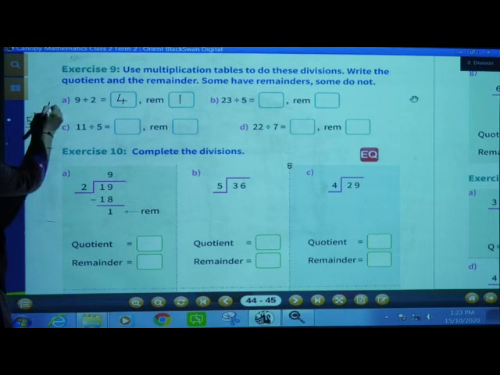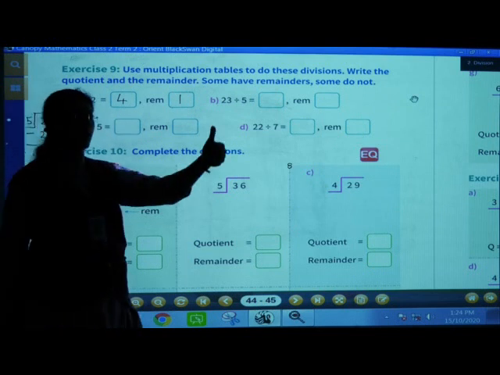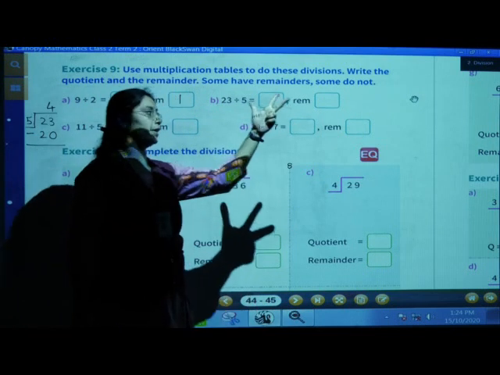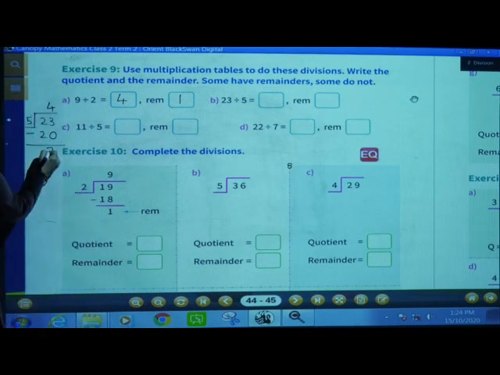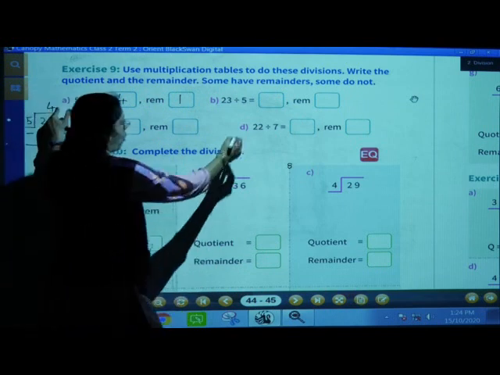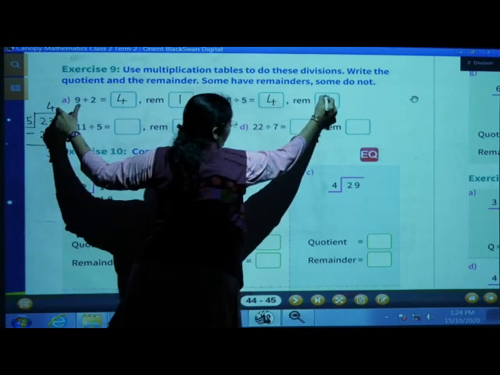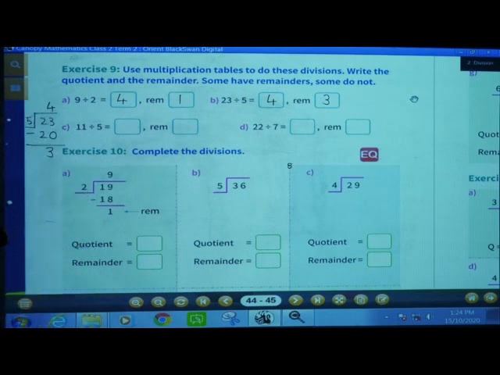So, 4 is the quotient. Write 20 here and then subtract 20 from this 23. 23 minus 20. After 20, count fingers till you reach 23. After 20, 21, 22, 23 means 3. 3 is the remainder. And what is the quotient? 4. And remainder 3.